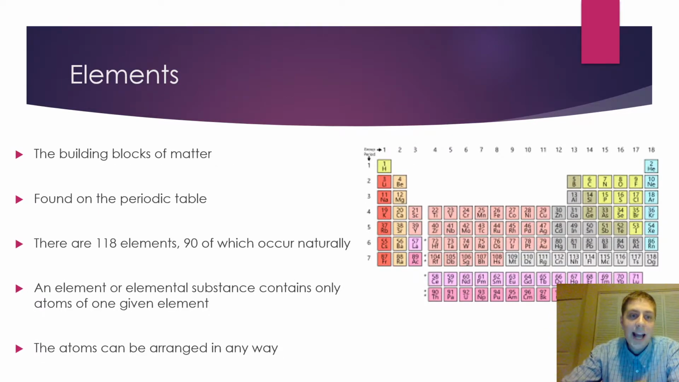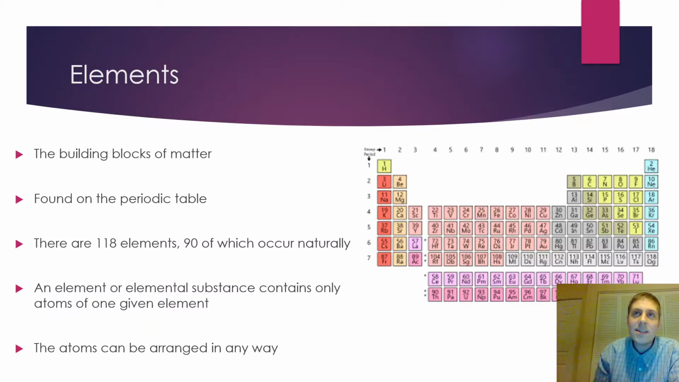So starting with elements. Elements are the basic building blocks of matter. The forms of matter don't get any simpler than the elements. They are found on your periodic table. There are exactly 118 of them, 90 of which occur in nature.